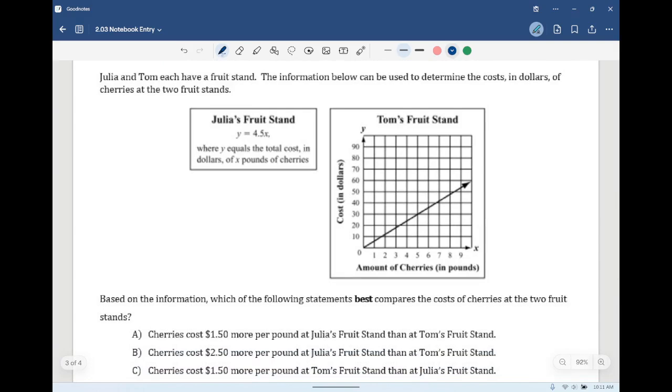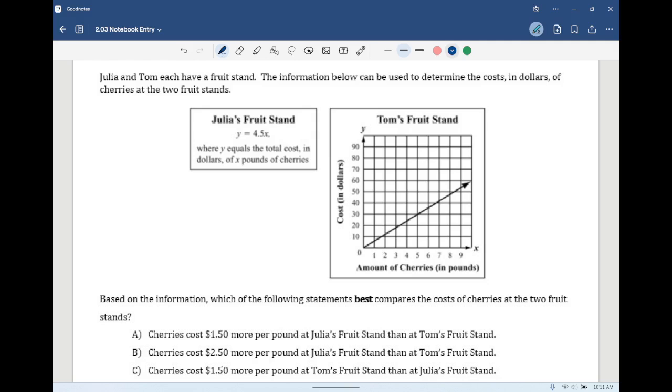So, we've got 2 fruit stands. Our question, based on the information, is which of the following statements best compares the cost of cherries at the 2 fruit stands? And so we're going to do something similar to what we just did, only instead of cost per month for phone plans, we're going to be looking at cost per pound for cherries. And so, Julia's fruit stand. They give us an equation.